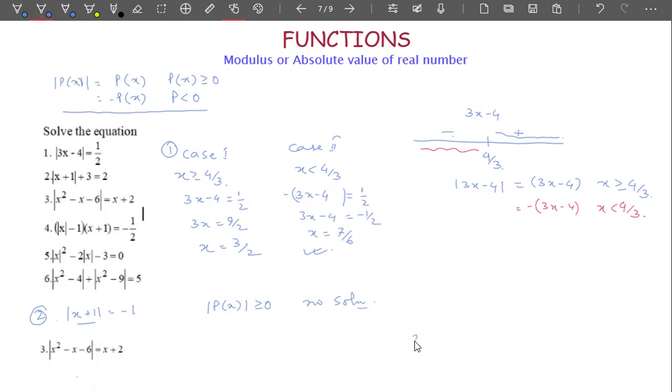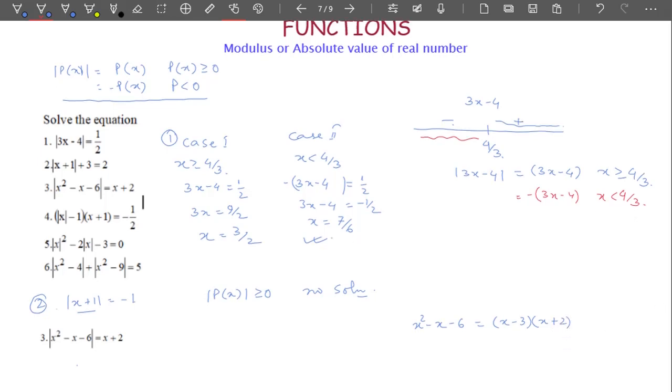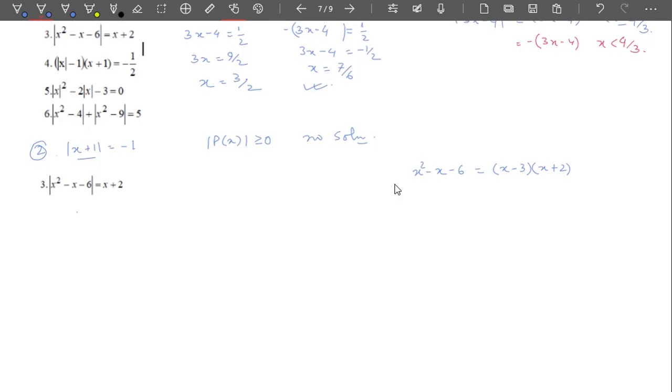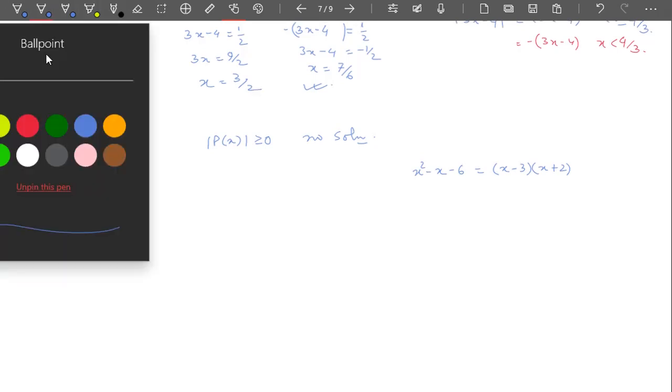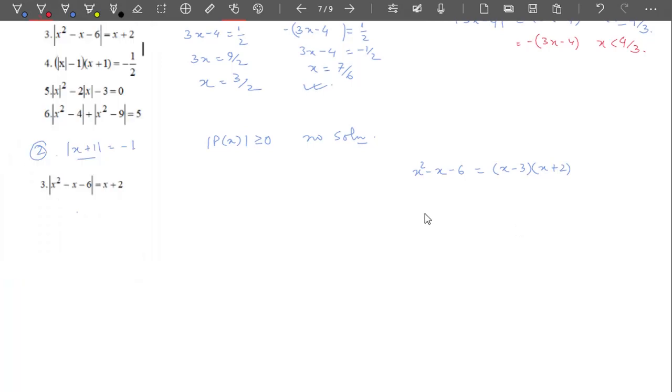Coming to question number 3. x square minus x minus 6, we can write it as x minus 3 into x plus 2. Okay, now drawing the sign scheme. Why we need it, we will tell. These are the zeros. This is minus 2, this is 3, this is positive, this is negative, this is positive.